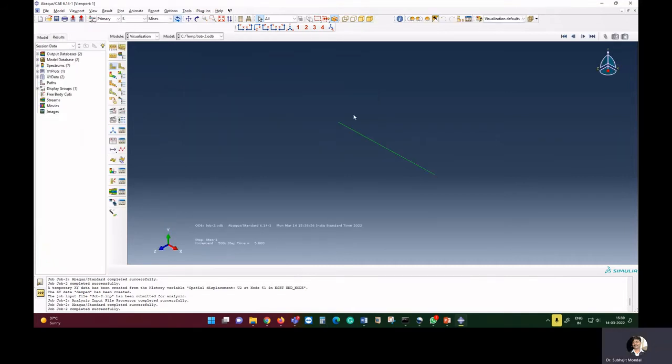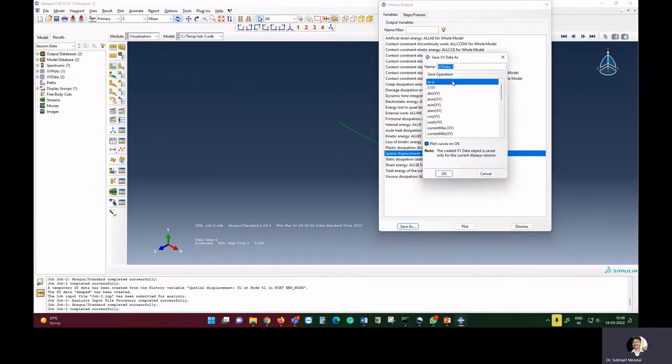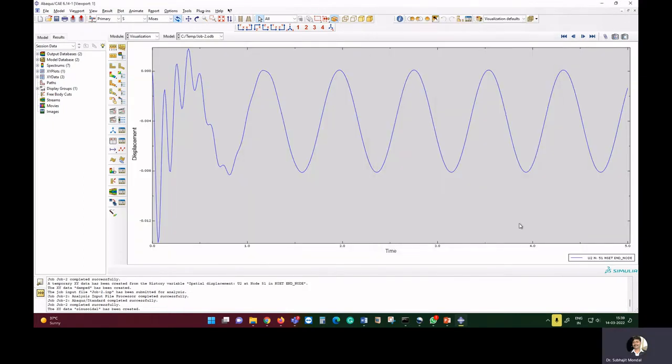Now the job is completed. Now we're going to see how the time response comes out if the load is a sinusoidal load. Here you can save it as sinusoidal. Okay, here you can see this initial part corresponds to the transient part, and then our displacement is a function of the periodic force.